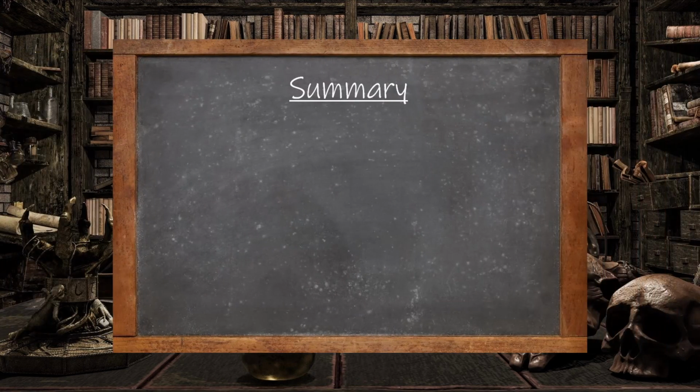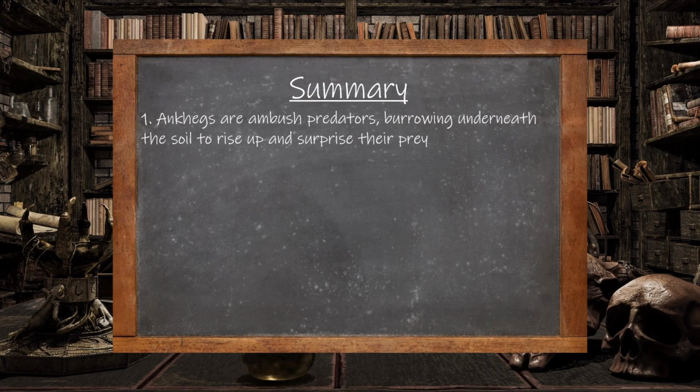So, with all of these assumptions laid out and applied to Ankhegs, what do we now know about how to use them in combat? First, Ankhegs are ambush predators, burrowing underneath the soil to rise up and surprise their prey. They'll use their tremor sense to wait for a target they believe they can handle, then claw their way up, ready to consume anything unlucky enough to be there.